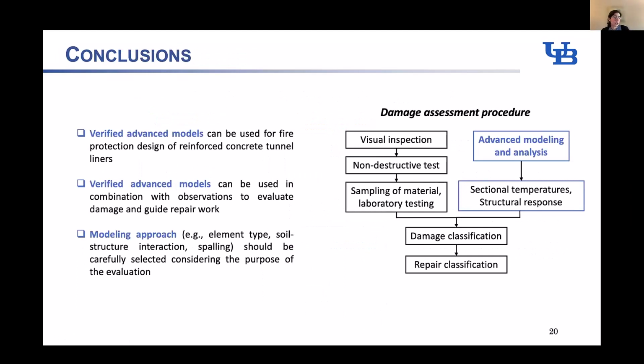So in conclusion, very short, we started with the idea that advanced modeling can be used for both design and damage assessment. And this research confirmed that models such as SAFIR can definitely be used to guide such processes. Thank you so much. Sorry for going over time.